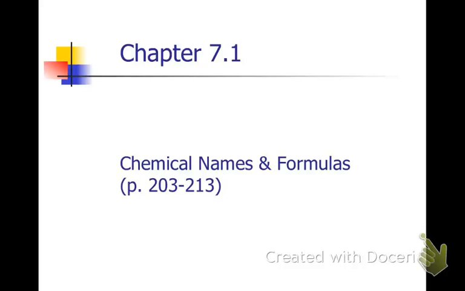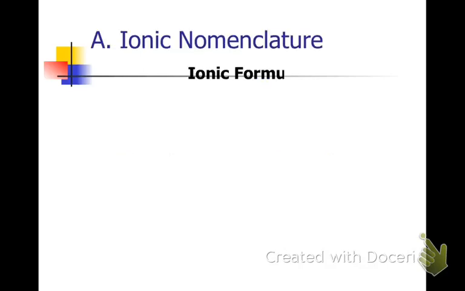So this is Chapter 7, Section 1. Like I said, it's broken into two parts. We'll cover Ionic Nomenclature in the first half, Part A, and then in Part B we'll do Molecular Nomenclature, which is all of the covalently bonded compounds. For Ionic Nomenclature, you've got your ionic formulas.